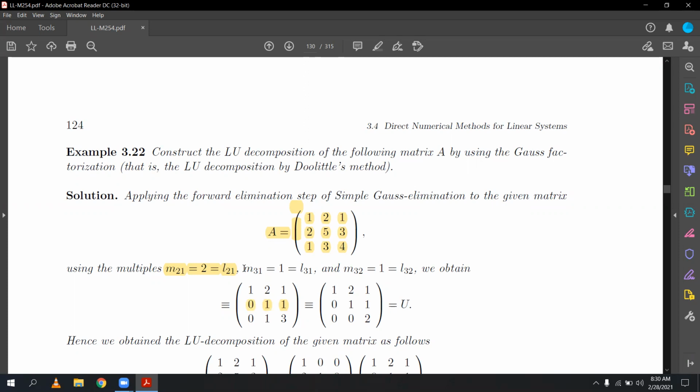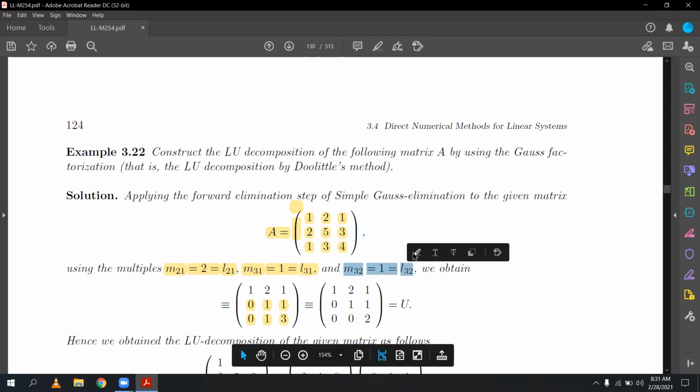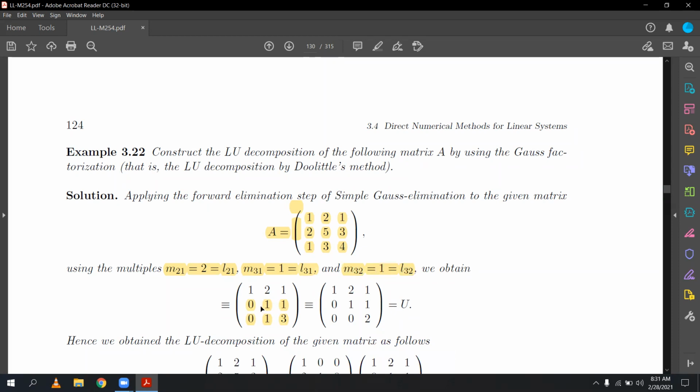Then what is your M31? It is 1. You already know how to find M31, and M31 is always equal to L31, the unknown element of L. So you multiply the first row by 1, subtract here, and you will get this shape. Now you have to look, this element position should not be equal to 0. It means you can make it 0 by defining M32, and M32 is exactly L32. You multiply the second row by 1 and subtract here, and you will get this one.